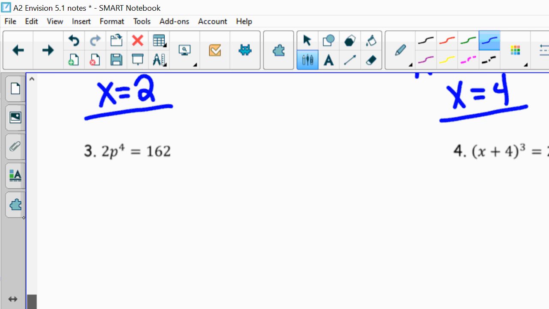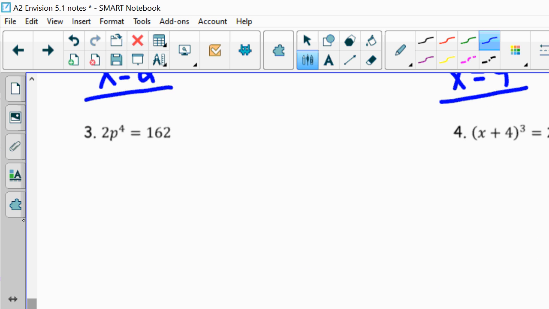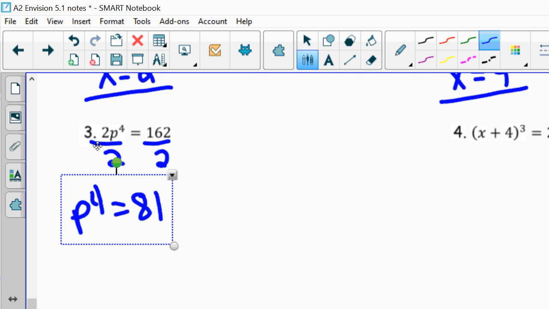All right, number 3. 2p to the fourth equals 162. Divide everything by 2. So I get p to the fourth equals 81. Get rid of being raised to the fourth power, so p is equal to the fourth root of 81.